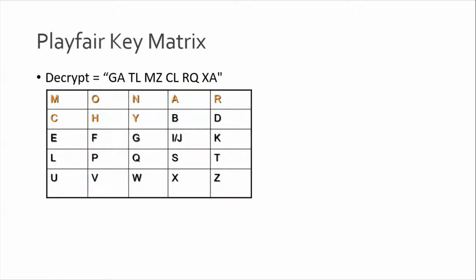So let's start with decrypting. But before that, let's revise the rules for encryption. The rule was that whenever the letters are in the same row, we have to write the letter to the right of each. Suppose I have written this example for you. We will have to write the letter to the right. And if the letters are in the same column of the matrix, we will write the letter below it.